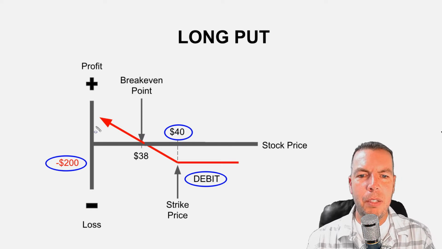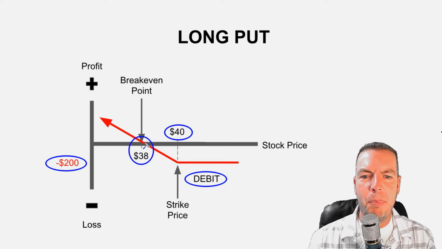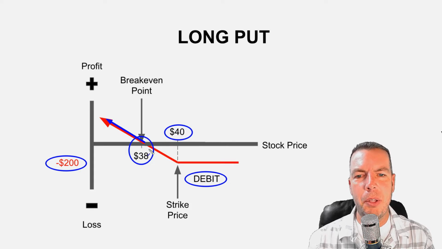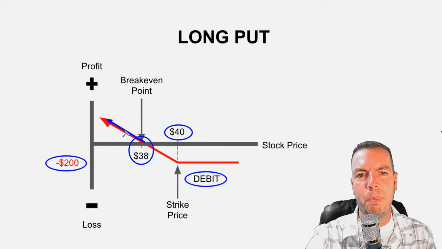We bought the 40 put. We need that stock to trade down $2 to this $38 mark, and then anything that stock does below that point to trade down is going to be profit to us. But we at least have to make that $38 break even point, because we paid $2. So we take that 40 and minus the $2 to get down to 38, and anything below that 38 would be profit in the long put option.